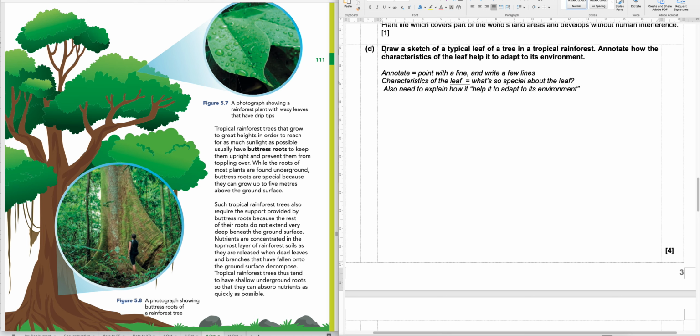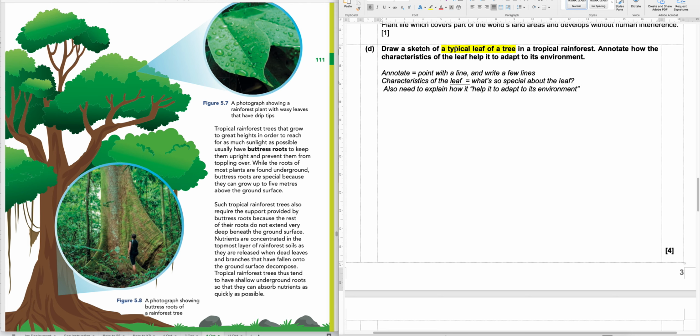Firstly, you're asked to draw a sketch of a typical leaf of a tree. So just draw one leaf will do. There's no need to draw 2 or 3 leaves. And it's in the tropical rainforest. Because some of you draw 2 or 3 leaves, you're not quite dealing with the question.